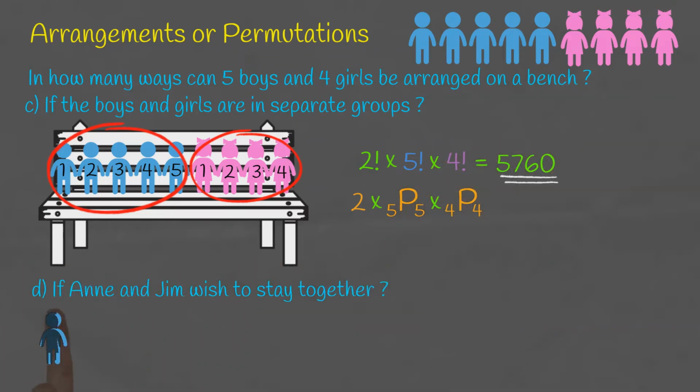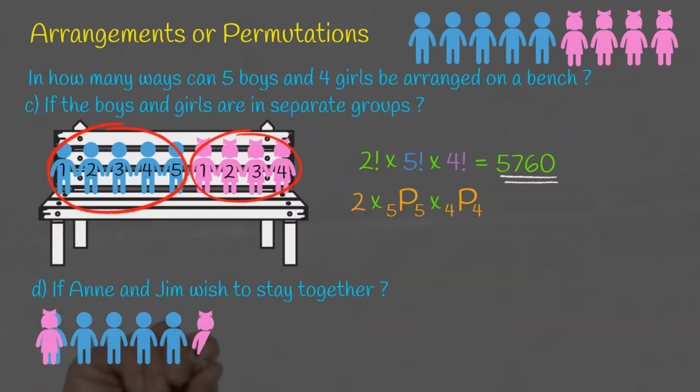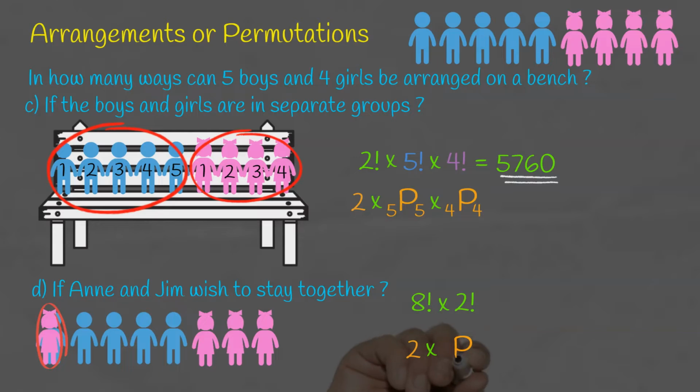And how many arrangements would there be if Anne and Jim wish to stay together? Well, in this scenario, we treat Anne and Jim as one unit together. So that effectively means we've only got 8 people to choose from, or 8 items to choose from. So that would give us 8 factorial. But Anne and Jim can be organised in any way. You could have Anne and Jim or Jim and Anne. So we also have to times it by 2 factorial. And that's the same effectively as saying 2 times 8p8. So the final answer is 80,640.